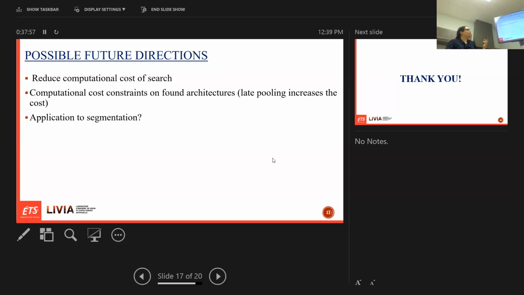We also should consider the computational cost constraints on the found architectures, because many of the architectures that we found are more expensive than the default architectures, because we only cared about the accuracy. And also we can apply this to segmentation, where it is potentially more important to know the downsampling and upsampling positions than in a classification problem.